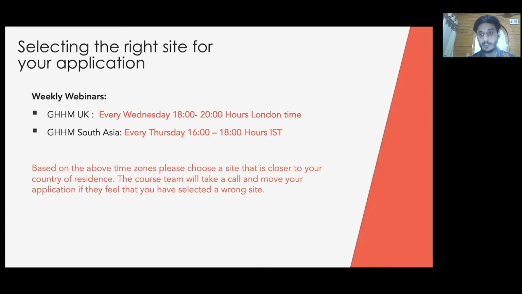So based upon the time zone which is closer to your country of residence, you should be applying to that site. Say for instance, if you're based in Australia, it makes no sense if you're applying to the site in UK, because the South Asia site would be a preferable site for you. If in case you are not able to decide which site you should be applying for, you could write to us on our emails, which we would be displaying in the next few slides.